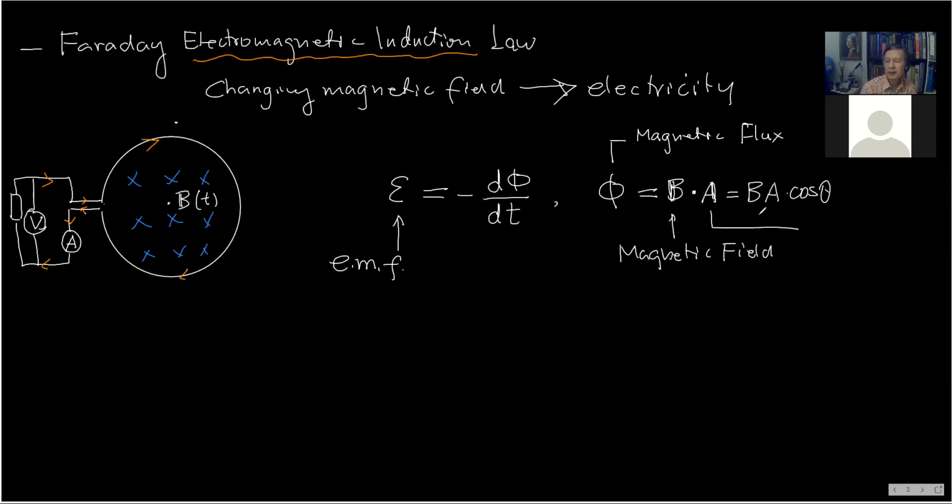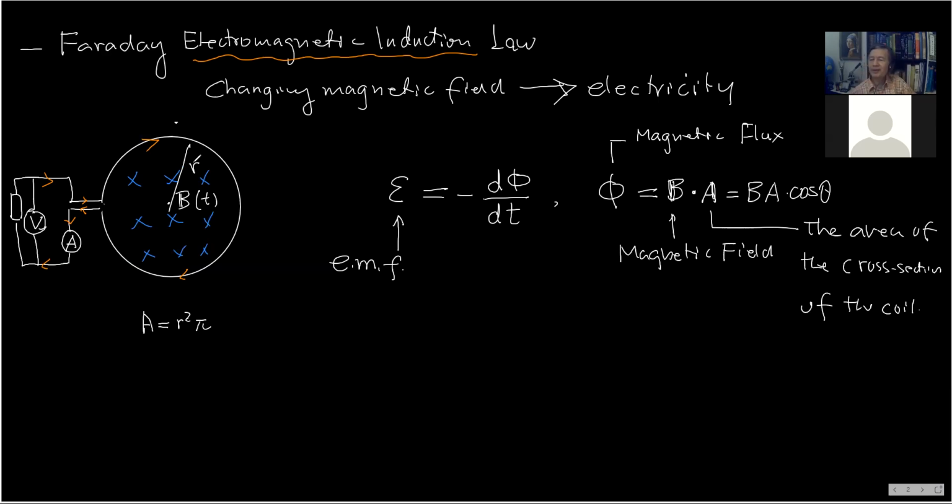And what is A? A is the area of the cross section of the coil. In this case, the area is just the area of a circle. Do you agree? It's pi r squared, if the radius is r. So this is the simplest electricity generator.